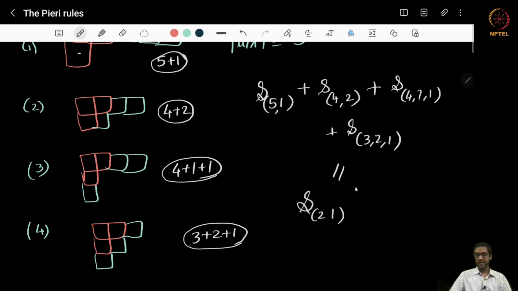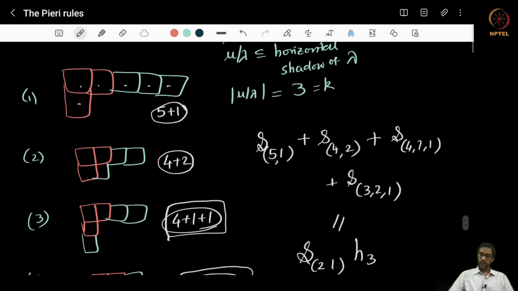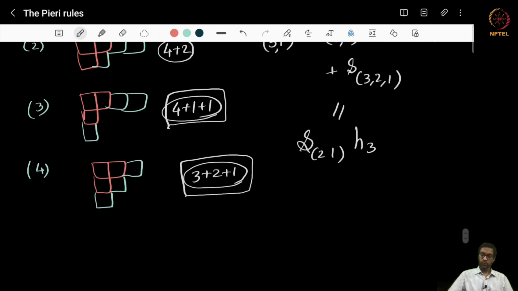Here n is large enough; I have 10 variables. If I had fewer variables, then it's possible that, for example, if I only had 2 variables, then this Schur function is just 0. Similarly, this Schur function is 0 in that case. So such degeneracies can arise. Good. So now let's see how one would prove this rule.